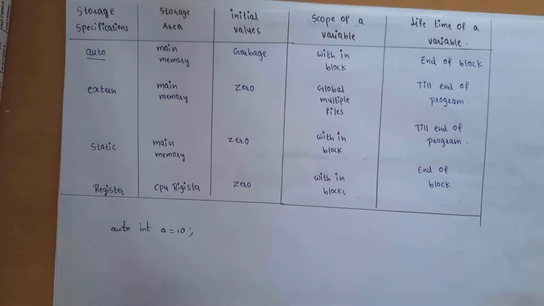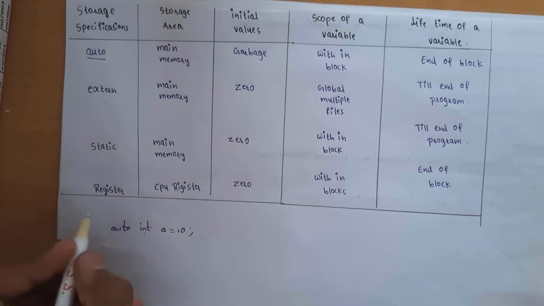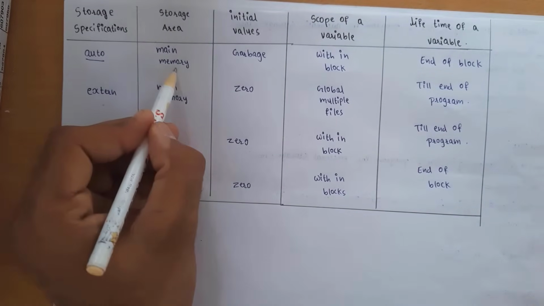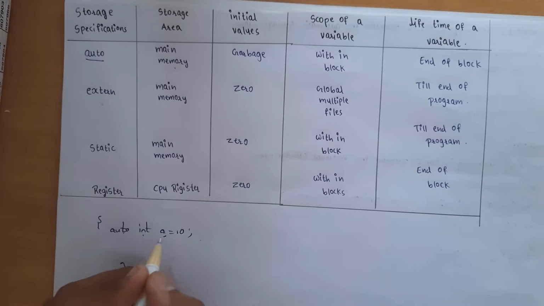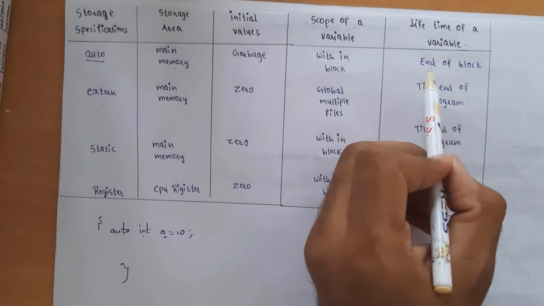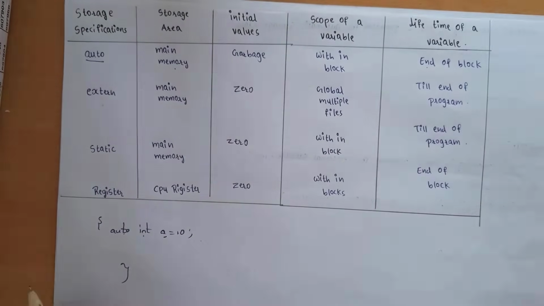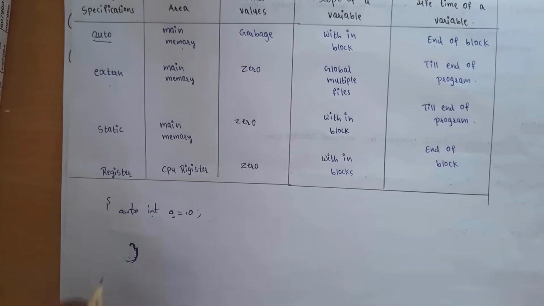First one is auto. Here I wrote auto int a = 10. Whenever you declare like this, this variable a is stored in main memory and the scope is within the block. That means I can access this variable only within this block. I cannot access this variable outside the block, and the lifetime of the variable is until the end of the block. That means this variable will expire whenever I close this block.